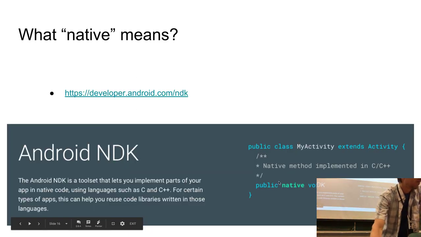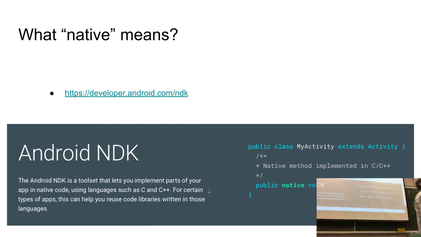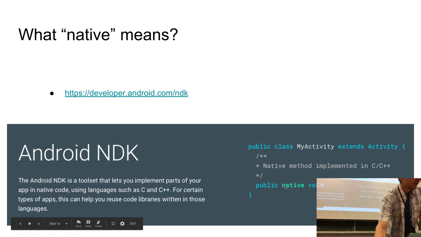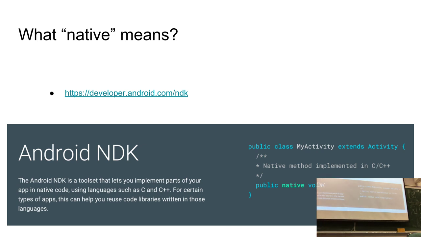Android NDK is called Native Development Kit. The word native is in the name of NDK. It allows you to link your Java code to native code, which is in C or C++. And the method signature has the word native when you're using a native method, right? So that's what this question mark is. From one perspective, native really is this. And I would say native being used in this context or in this context are the most common uses of the term native.